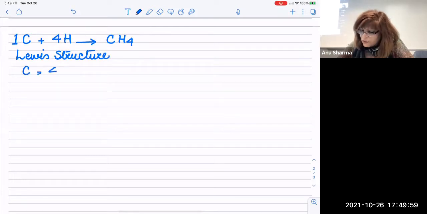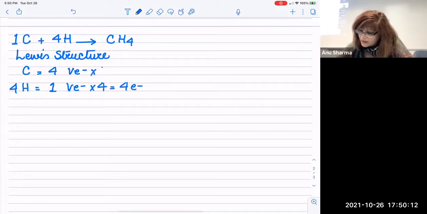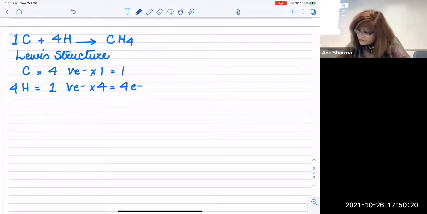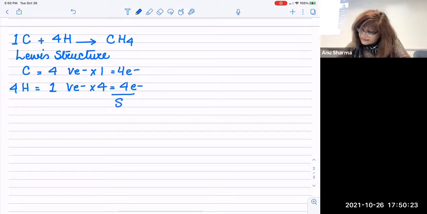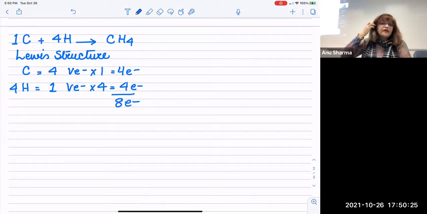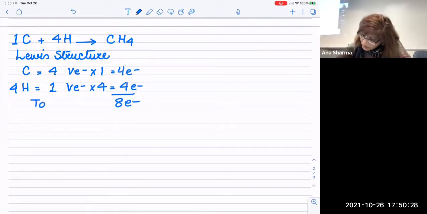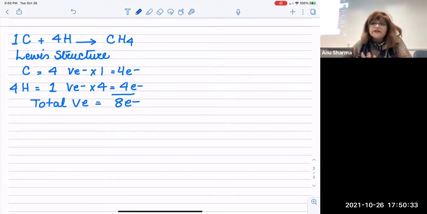Carbon has four valence electrons. Hydrogens have one valence electron each, and there are four hydrogens. So one valence electron times four is equal to four electrons. There's only one carbon, with four electrons. So a total of 8 electrons in this molecule. These are the total valence electrons that are used in bonding. The valence electrons in bonding will always be 8.